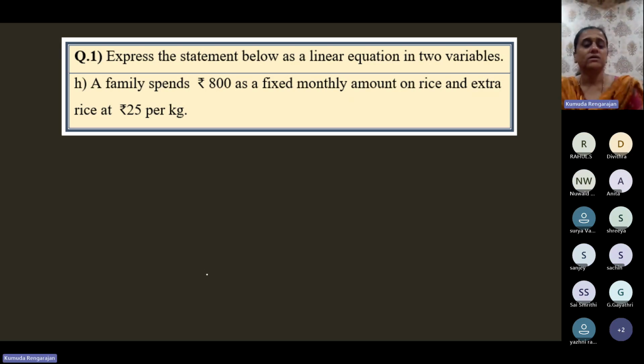Thank you, children. A family spends rupees 800 as a fixed monthly amount on rice and extra rice at rupees 25 per kg. So how much extra they buy, we don't know. So x. And this fixed expenditure plus this variable expenditure together, what is the total expenditure? We don't know. So that is y.